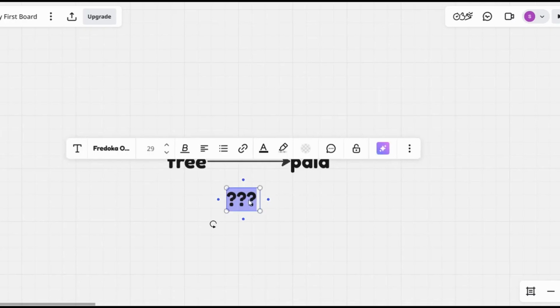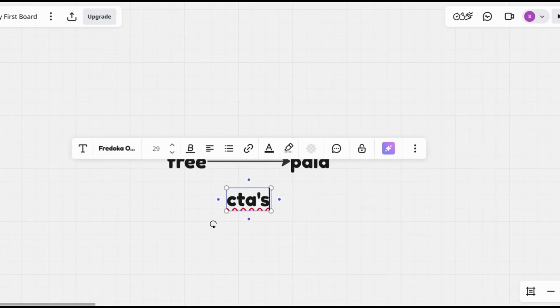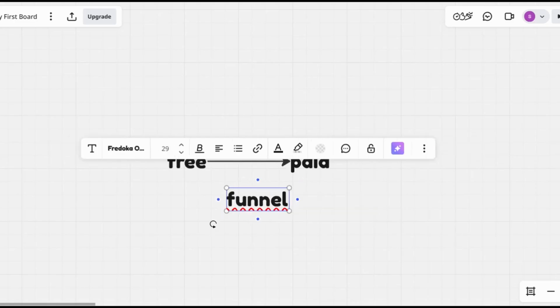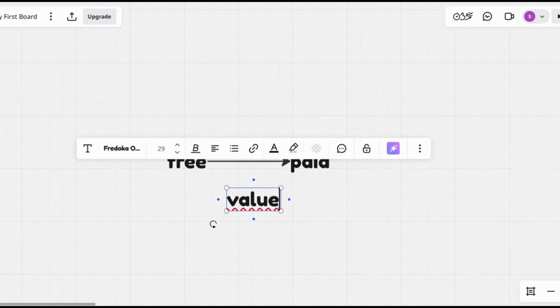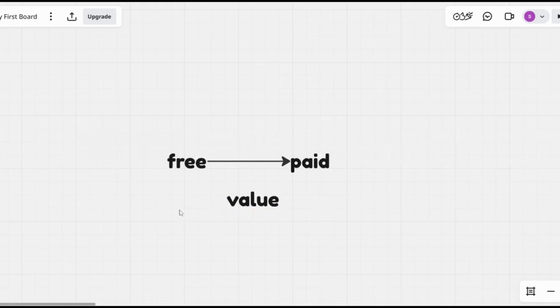Would it be how many times you pitch your product? Or is it your CTAs? Or maybe it's your funnel type? I can tell you right now that it is none of these things. The main thing that gets people from a free to a paid community is value. Without value, all the other things I just mentioned will do next to nothing.